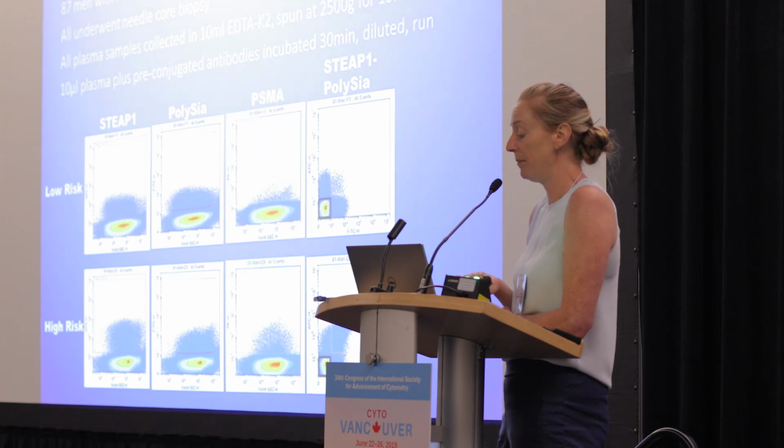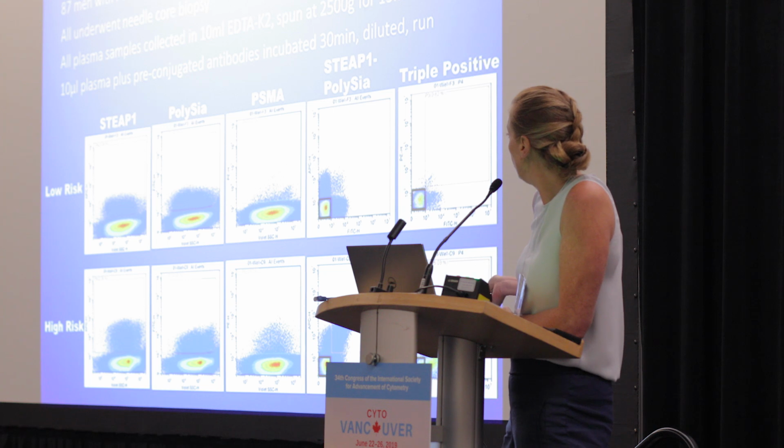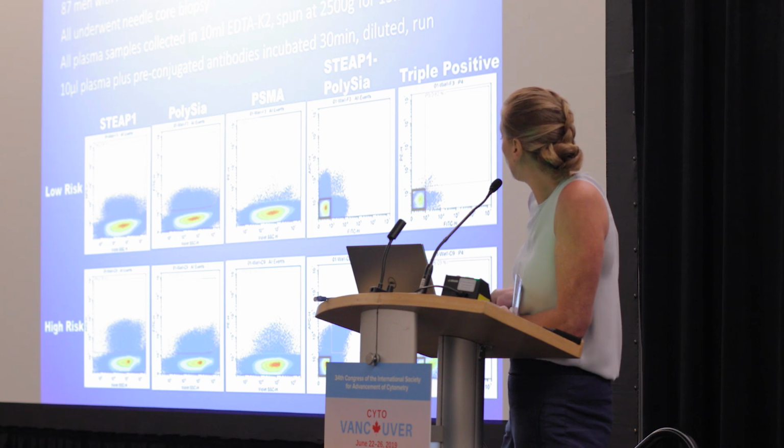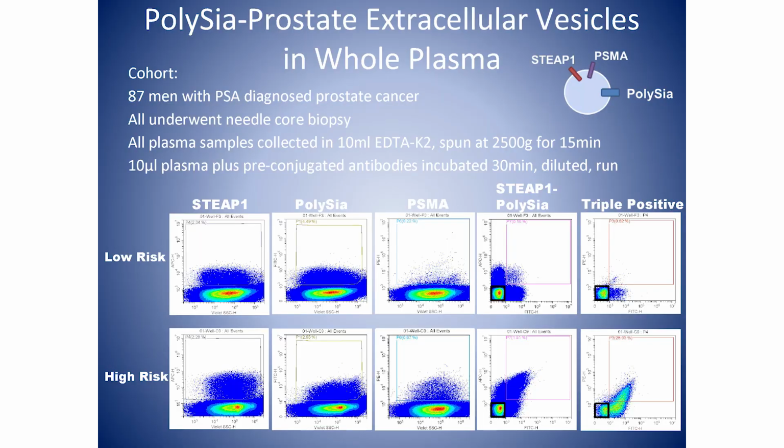Now, we also looked at PSMA, and we then looked at the triple positives too. These are the plots we show here, gated on P4, where we ask how many of our STEAP1 positive events are also positive for polySia and for PSMA. Our readout is we run for 30 seconds, collect the events, and display how many events there are. Then we compare how many events low-risk people have and how many events high-risk people have.